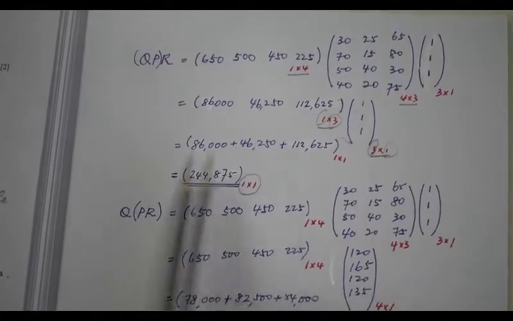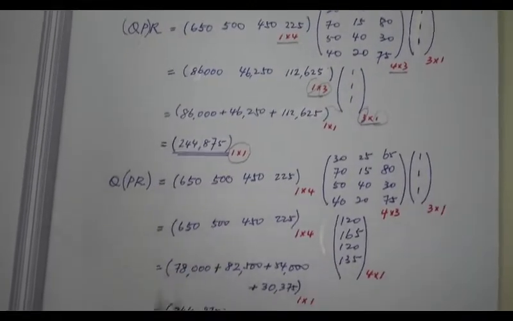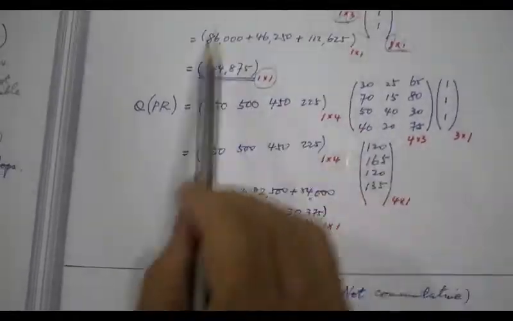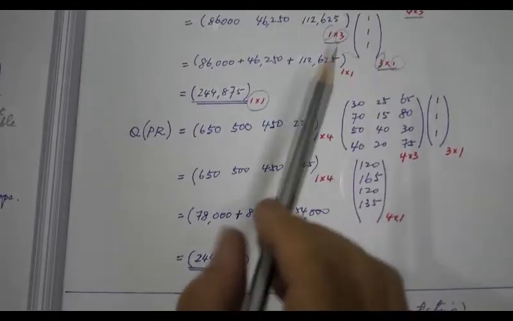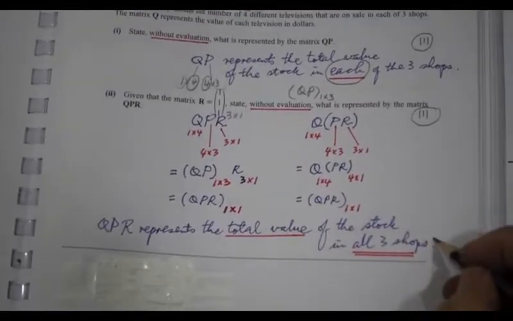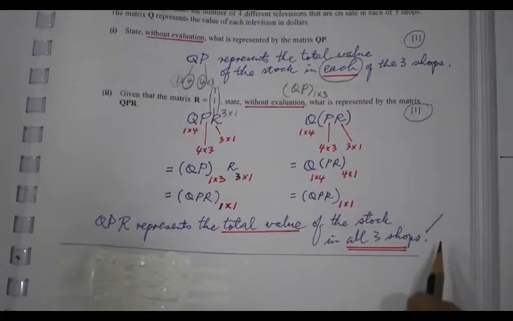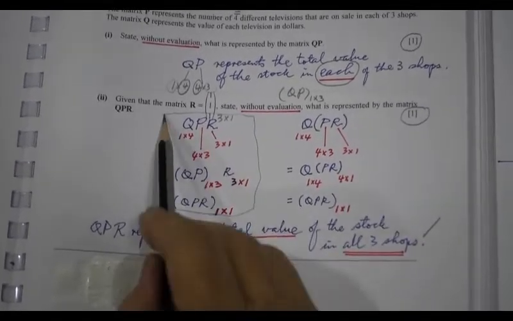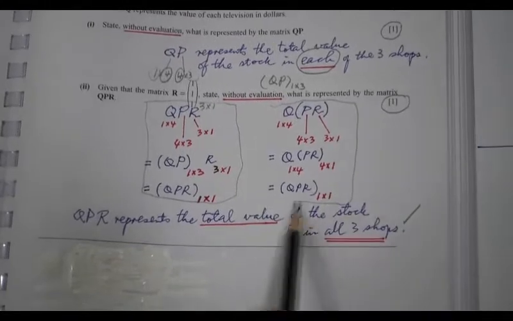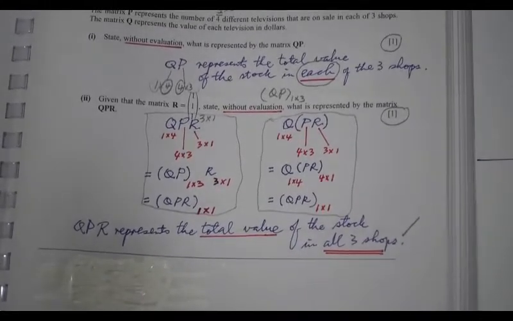Mind you, this calculation I am showing for explanation purposes. In the exam, all you need to write is QPR represents the total value of the stock in all 3 shops. So even this is explanation which is not required in the marking scheme, right?